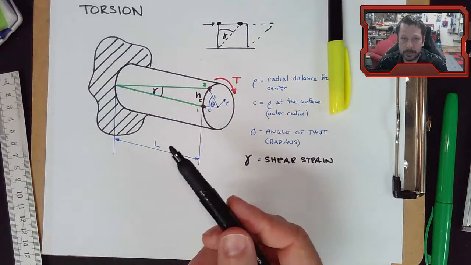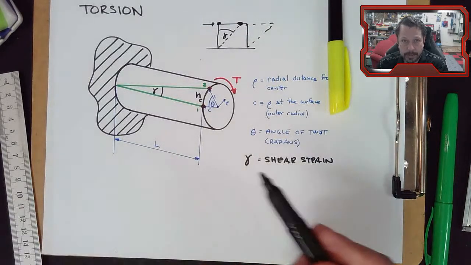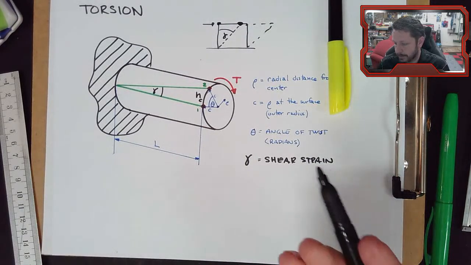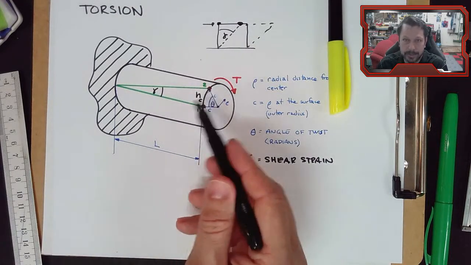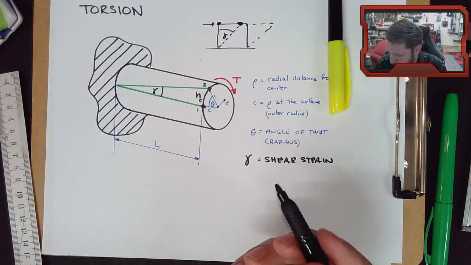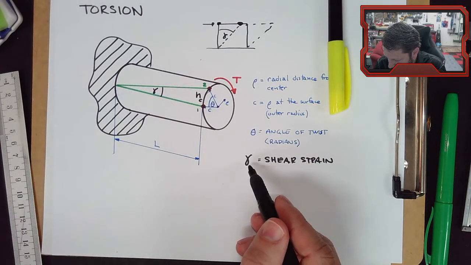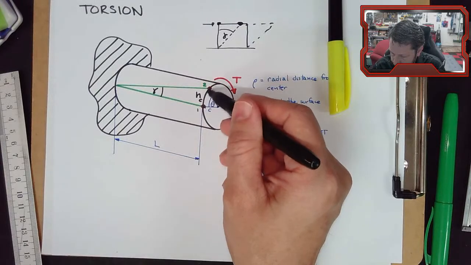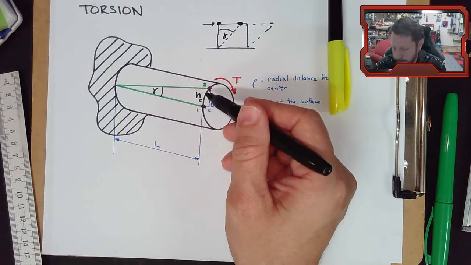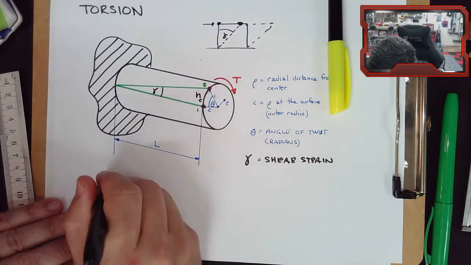Like if you have an actual machine with a shaft that's delivering power from one place to another, it's probably not twisting that much. So I've exaggerated it a lot to be able to show you things. So gamma is equal to this length. Now technically it's in the inverse tangent. So let's write it out.